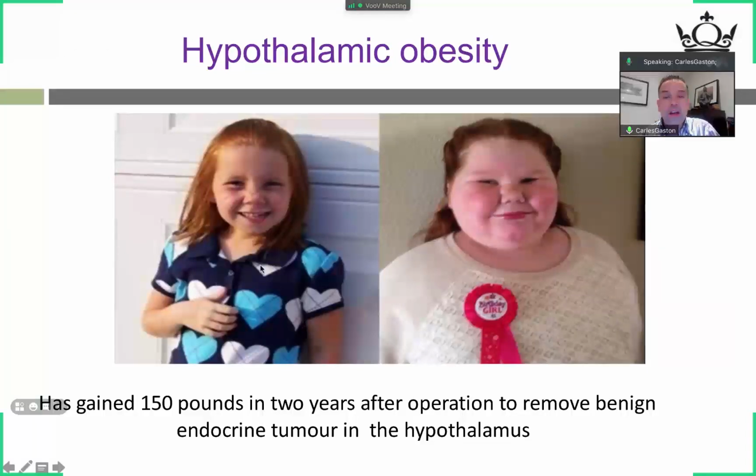You can see here a child with a pituitary tumor, and after operation, she gained 150 pounds within 2 years after removal of the benign tumors in the hypothalamus. So you can see that hypothalamic obesity due to a pituitary tumor is very prevalent and can be severe and affect the morbidity.